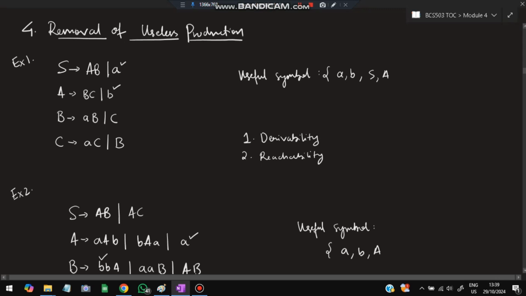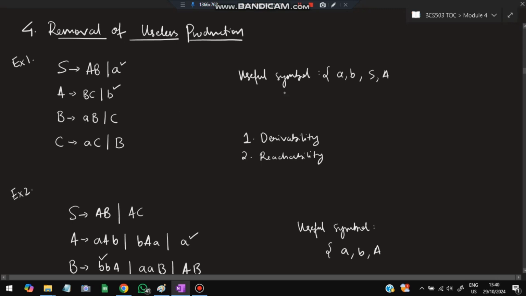After that, A and B: from which non-terminal am I going through A and B? S and A. So S and A also become useful. Got my point? Like that you have to calculate which are the useful symbols and put them here. Now S is useful, A is useful, you have to check if B is useful or not. How do we check if B is useful or not? Now B goes to AB. Now are A and B both coming in this set or not?